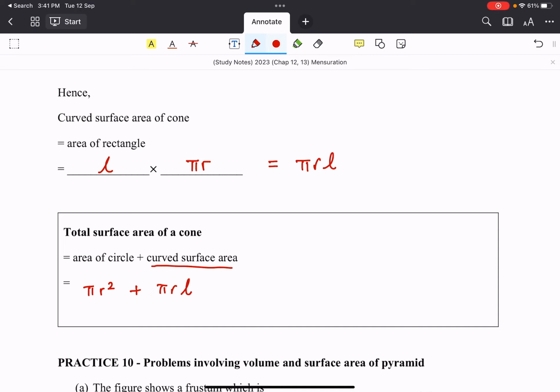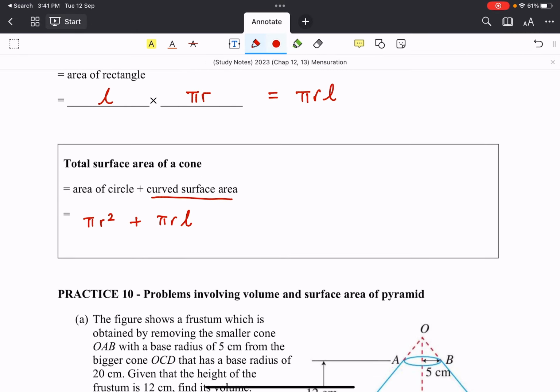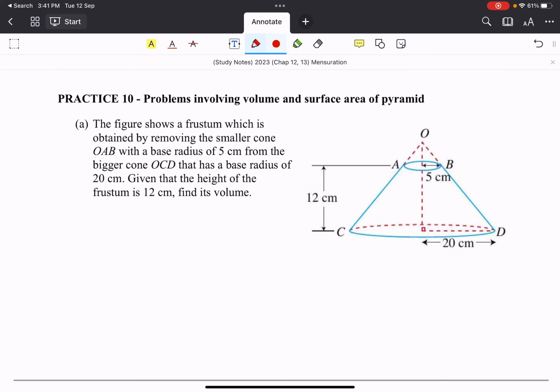Once you understand how it works, it's not that difficult to remember the formula. So here we have a pretty interesting question. We have a frustum. Basically it's a large cone with the tip cut away. Let me say that again, I've been saying it wrongly: it's a large cone, subtract the smaller cone at the tip, right? That will give us the frustum.